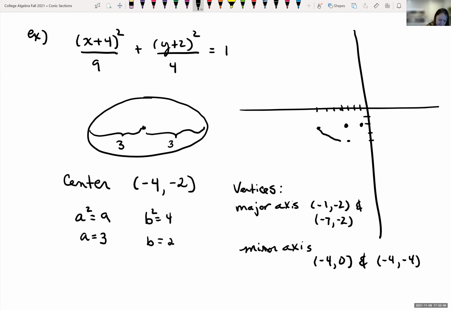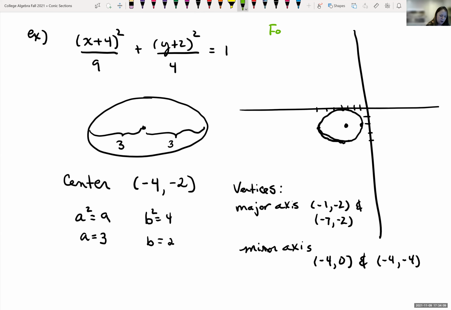And so we have what our graph looks like. It's not kind of to scale, but there's my ellipse. Noticing where the foci are is not going to really help me with this graph, but it does want us to find the foci also. So let's find that.